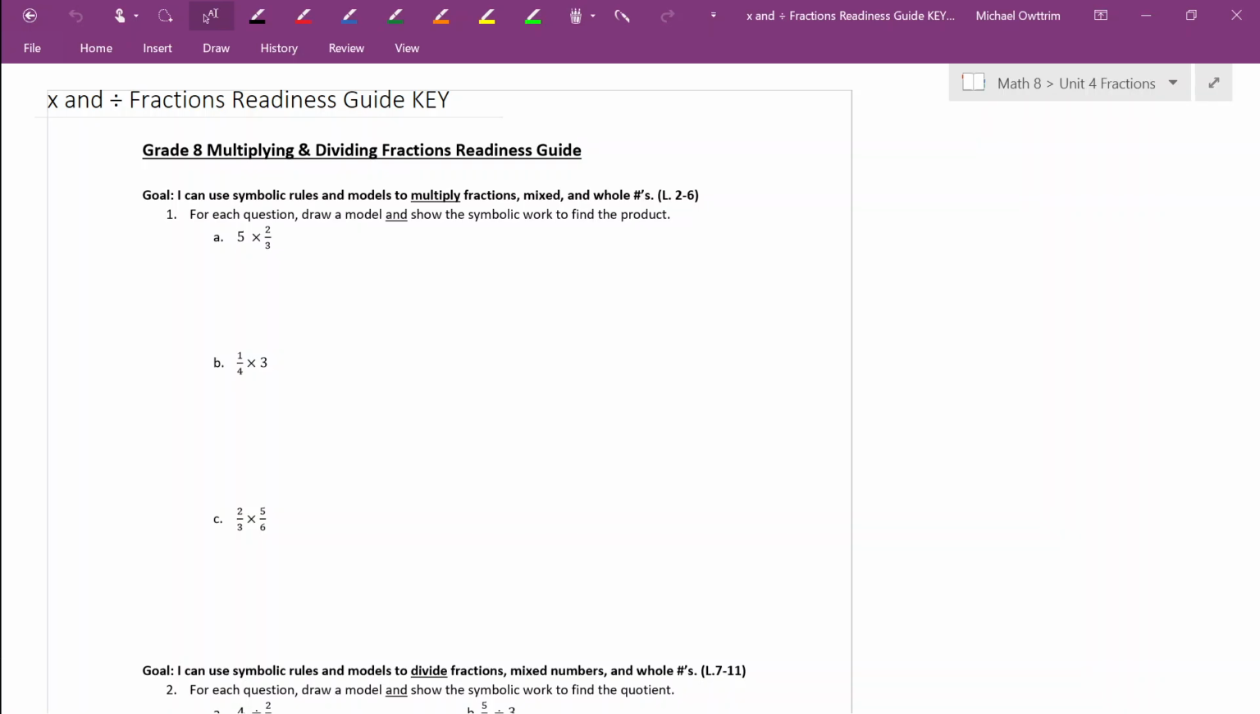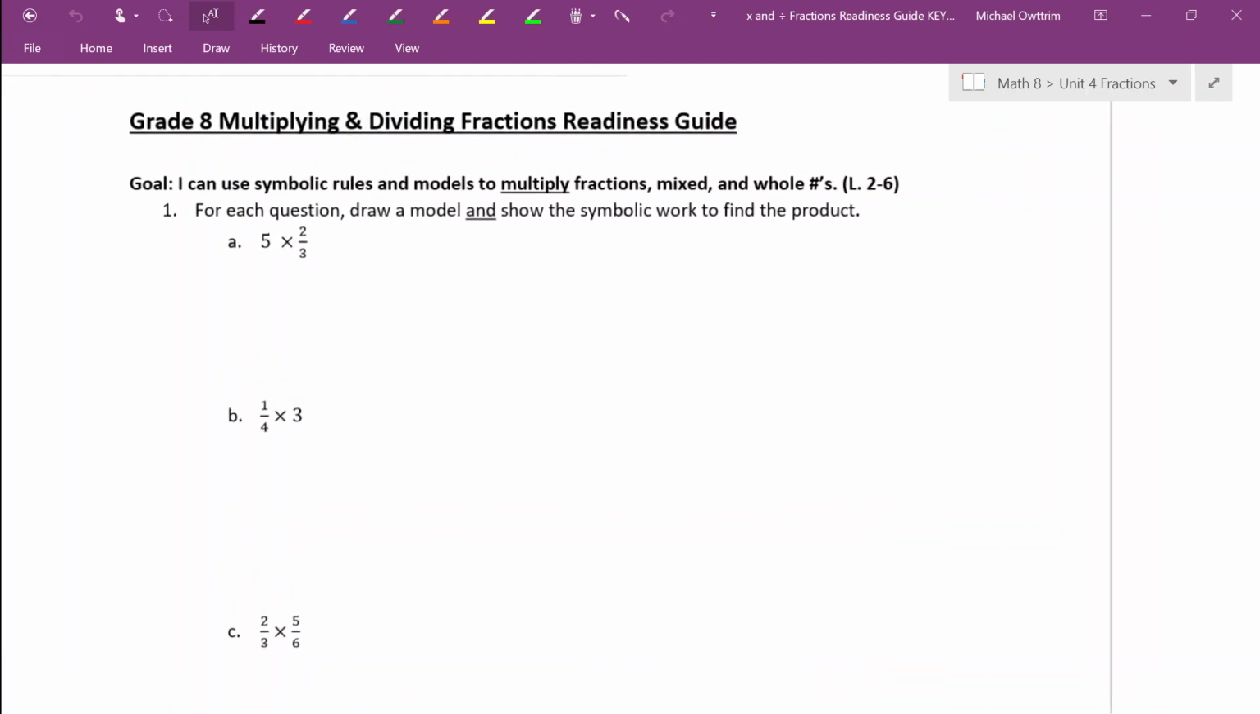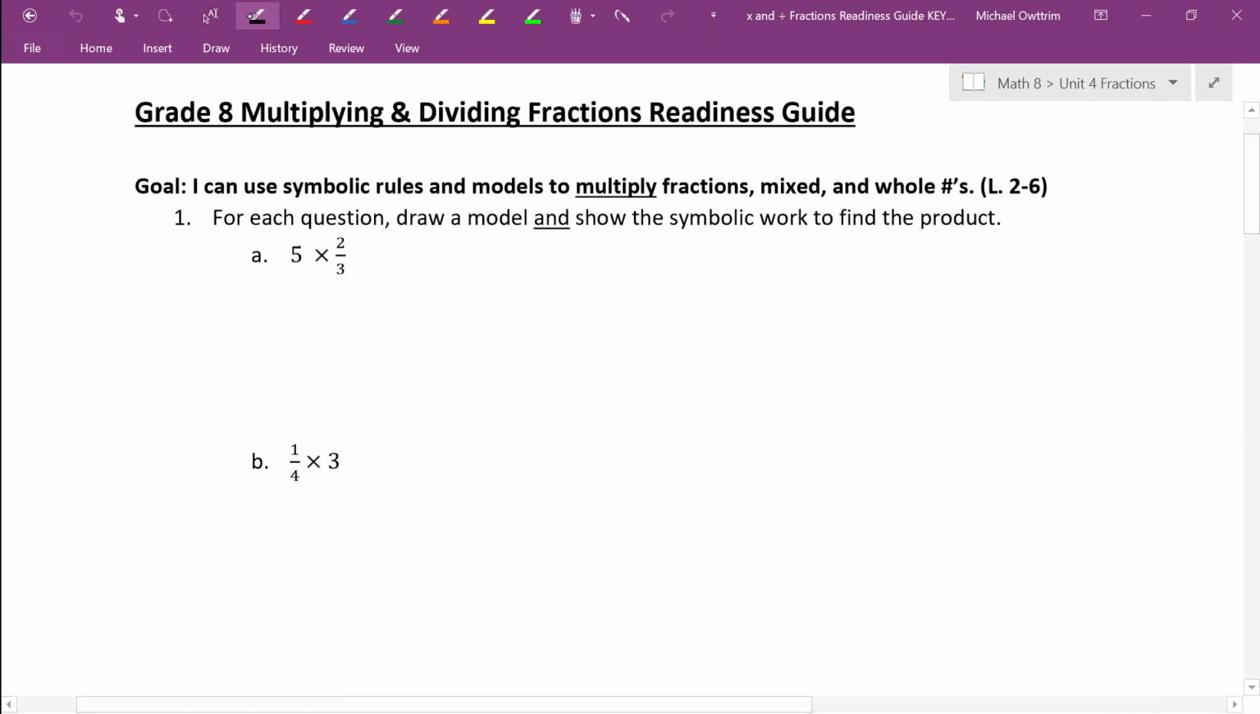Hello class, today we are taking a look at our multiplying and dividing fractions readiness guide. First thing we need to be able to do is use both our symbolic rules and our models to be able to multiply fractions, mixed numbers, and whole numbers, and any sort of combination thereof. So if we take a look at our first question, we got 5 times 2/3.